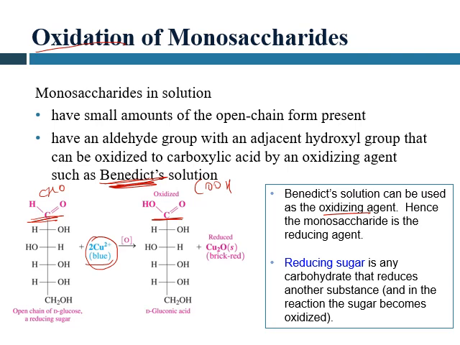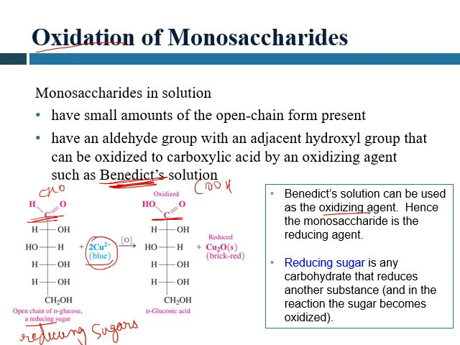Benedict solution usually consists of copper 2 plus ion, which is an oxidizing agent. These sugars are getting oxidized, and they are reducing the copper, so they are also called reducing sugars. The sugars that get oxidized are called reducing sugars, and not all sugars can be oxidized. Most of the sugars can be. One of the sugars that cannot be oxidized is sucrose, and we'll look into that later on.